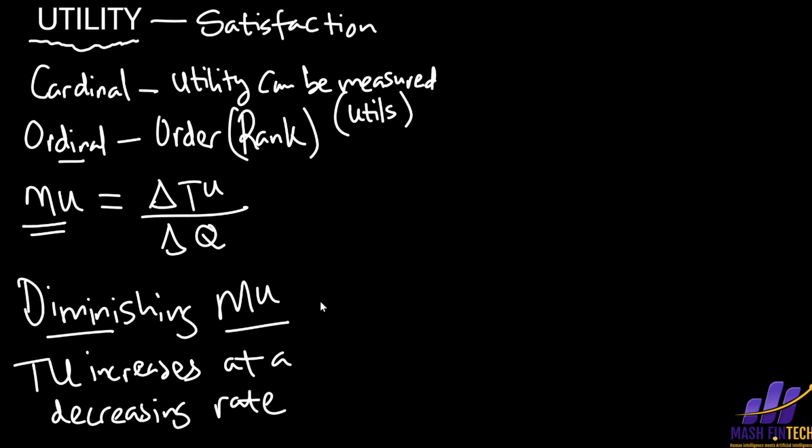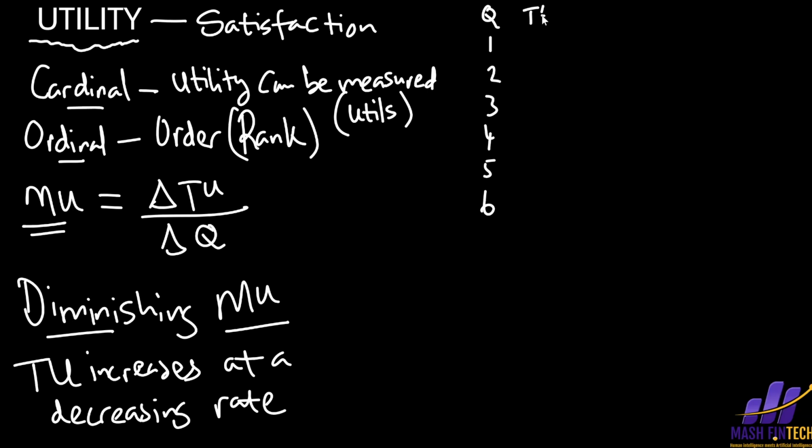All right. Let me show you a quick example on what I mean by this. Let's assume you have bars of chocolate. You have 6 bars of chocolate: 1, 2, 3, 4, 5, 6. And for these 6 bars, we assume that you can measure your satisfaction.